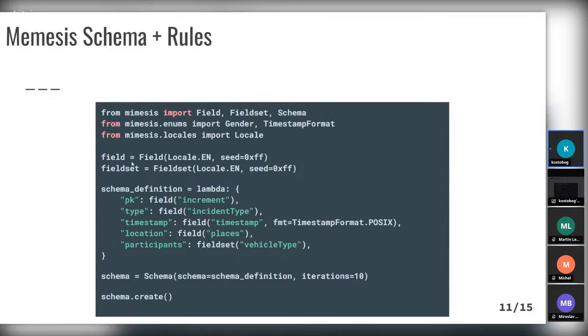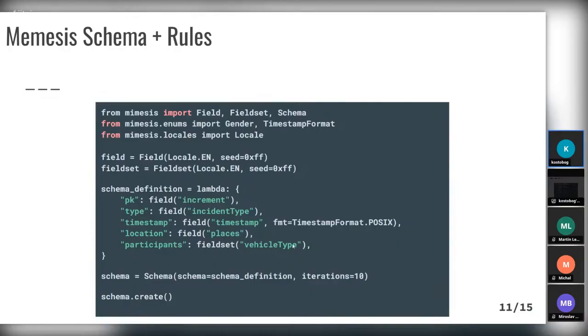So first we import the required libraries and initialize the field and the field set variables, which are used to define the columns, to define the rules for the columns. And here we are defining just the rules for the individual types of the columns. And so this is the schema. The schema has to be a lambda function or a function. It doesn't have to be a lambda, but it has to be callable.